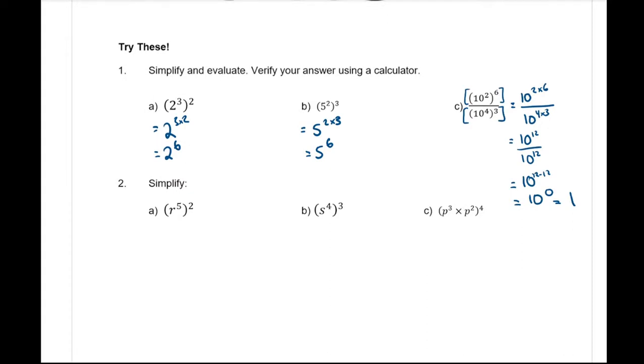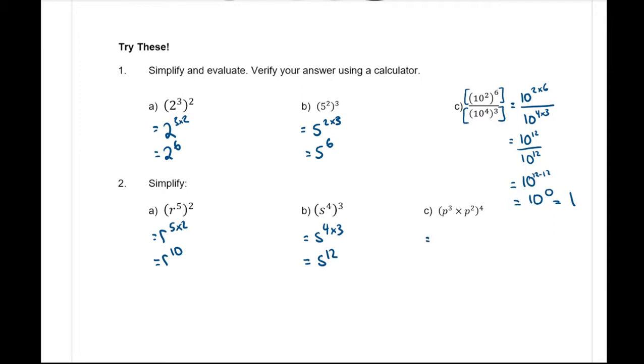This doesn't change if we're using letters instead of numbers. It's still considered a base even though we use letters or variables. So r to the power of 5 times r to the power of 2 becomes r to the power of 5 times 2, r to the power of 10. For b, same thing. s to the power of 4 to the power of 3. This becomes s to the power of 4 times 3, s to the power of 12.